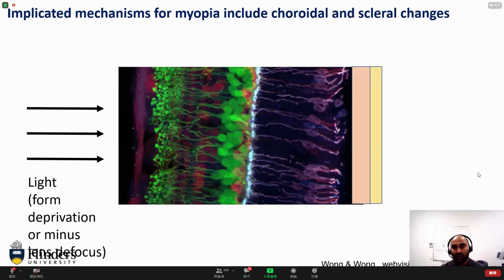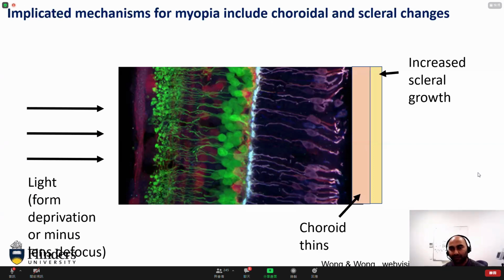So in normal growing eyes, when we impose a form deprivation or minus lens defocus, and the light passes through the experimental manipulations, the retina is the first layer that senses the signals. It undergoes a series of biochemical cellular changes and triggers a signaling cascade, which then goes through the choroid. It causes a thinning of the choroid and an increase in scleral growth that eventually leads to myopia.